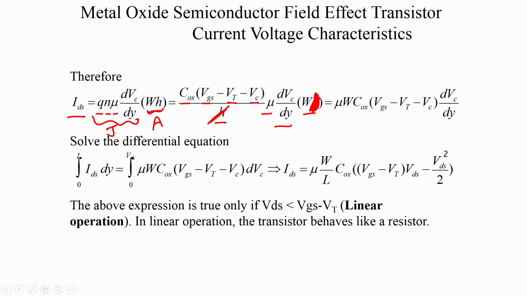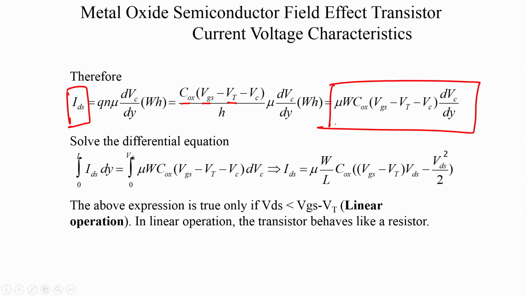So, even though our assumption on what H is and how we treat H was all arbitrary, we really do not need it, it just served to explain the situation, and therefore, you have this little differential equation that needs to be solved. You have IDS is equal to this particular term. So, you have mu W Cox Vgs minus Vt minus Vc into dVc by dy.